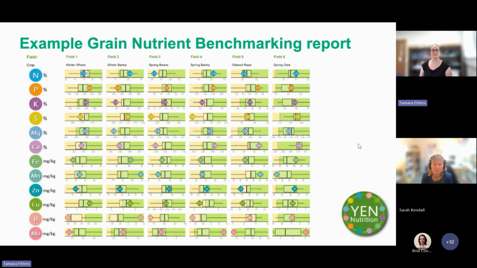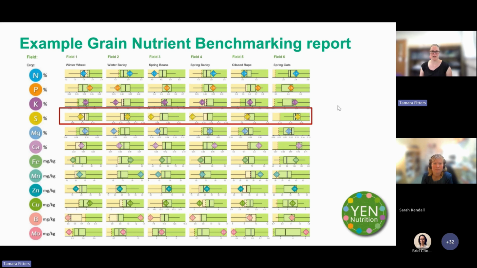And by doing this for multiple fields and multiple nutrients, you can learn things about your farm. In this case, I've just highlighted a few things. If you look at sulfur, it is relatively low in multiple fields, which could indicate a farm-wide sulfur deficiency. So this is something you might want to look at.